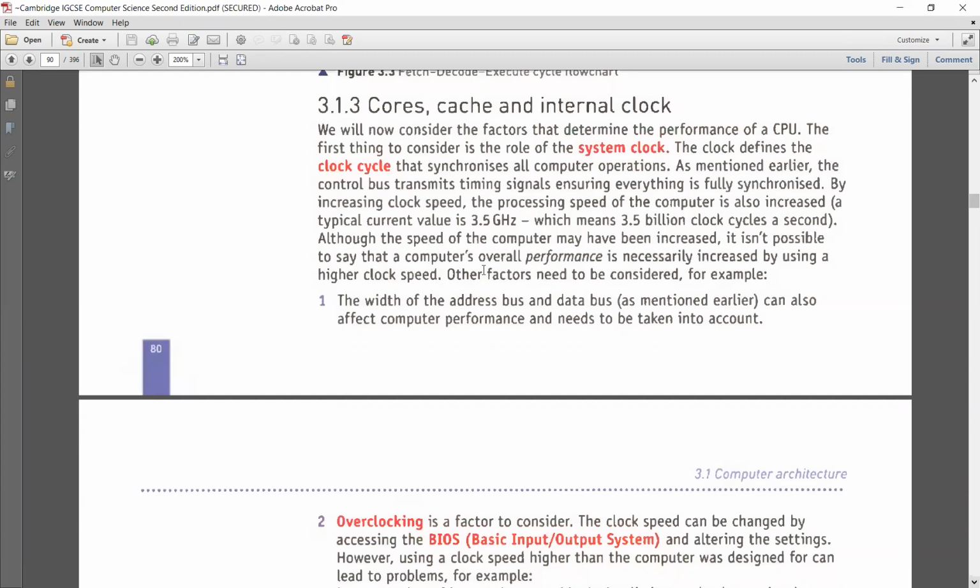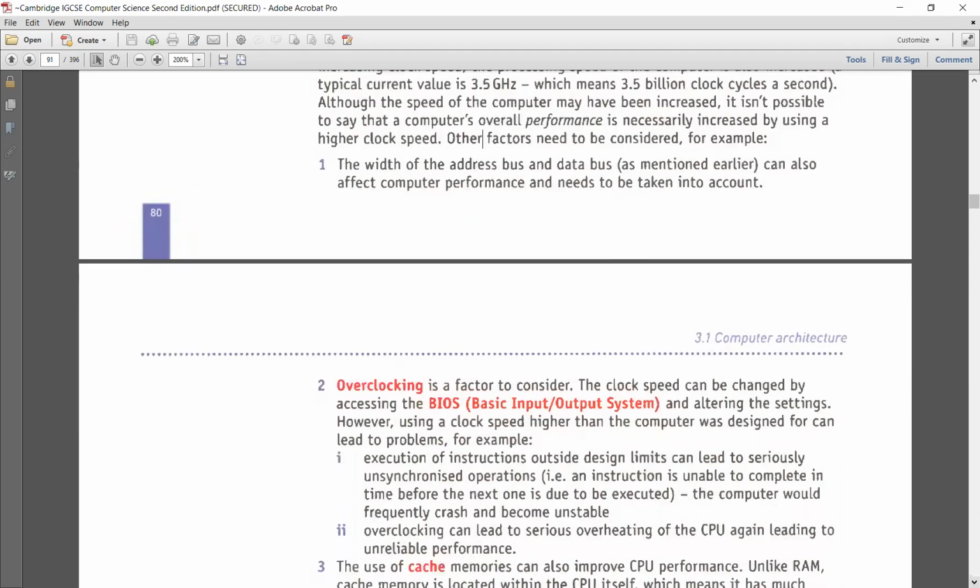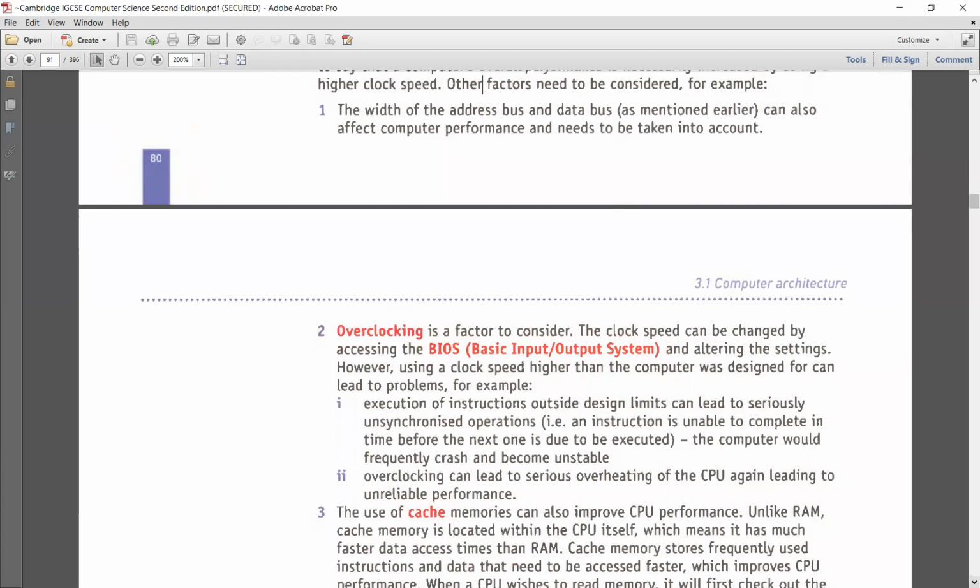Remember that the control bus is 8 bits and it is not going to be increased at all because that is not needed. The second factor is overclocking. Overclocking means that the clock speed can be changed by altering the BIOS settings. But the problem is that execution of instructions outside the design limit can lead to seriously unsynchronized operations. The computer would definitely crash because it will become unstable, because you are making it perform a task that it cannot perform at all. Overclocking can lead to serious overheating of the CPU, again leading to unreliable performance.